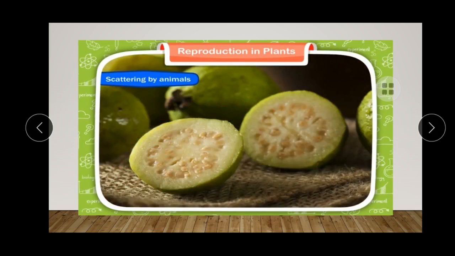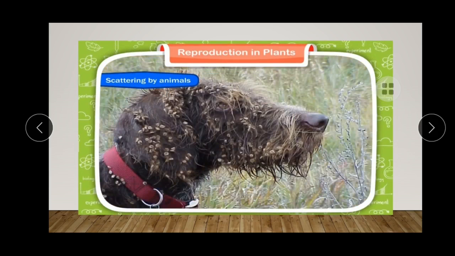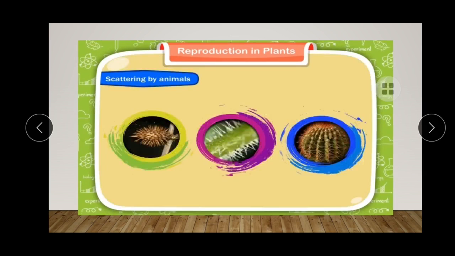Seeds of many plants have stiff hair or hooks or spines which stick on our clothes, you can see, or many times they stick on a bird's fur or animal skin, and they are carried away. See, there are many seeds where you can see stiff hair, hooks, and spines.